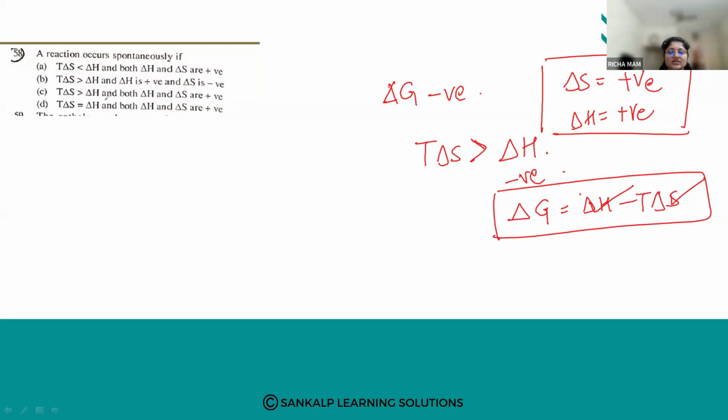So which is the answer? T delta S should be more, then delta G will be negative. So option number C: T delta S, temperature times change in entropy, is greater than delta H, the change in enthalpy, and both delta S and delta H should be positive. So if a reaction is occurring spontaneously, this is the equation, and these are the conditions which have to be followed.